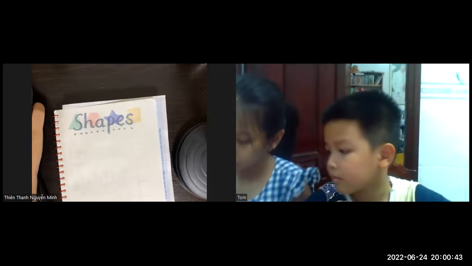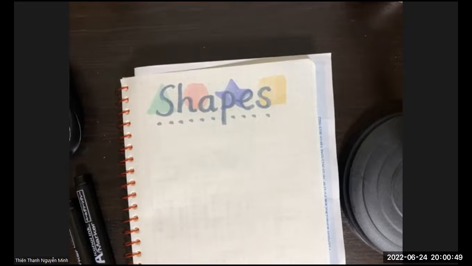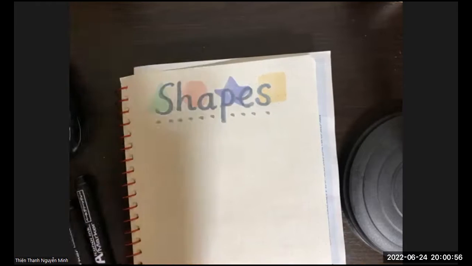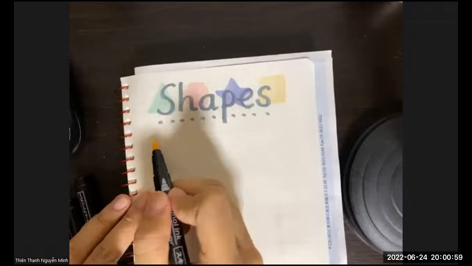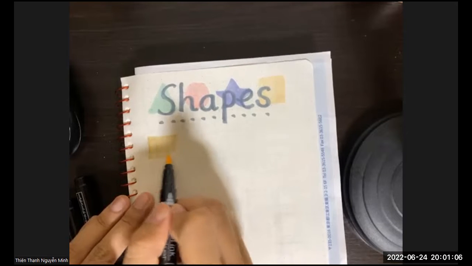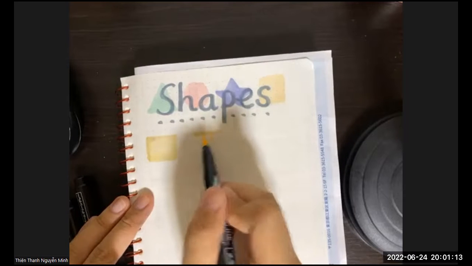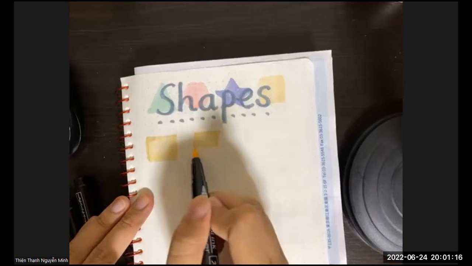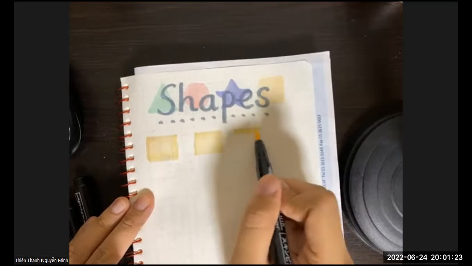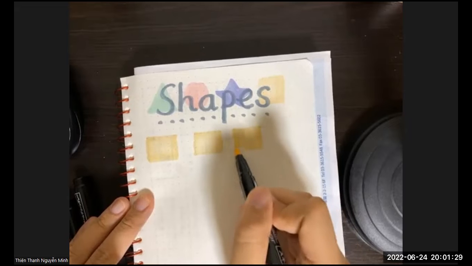Very good. So now let's use the color. I think the best color is yellow. Use yellow, everyone, and draw four squares with yellow color. Make the background yellow. Yellow is the best color for the background. Ready, go! Yes, great. Draw four squares with yellow background. One, two, three, four squares.